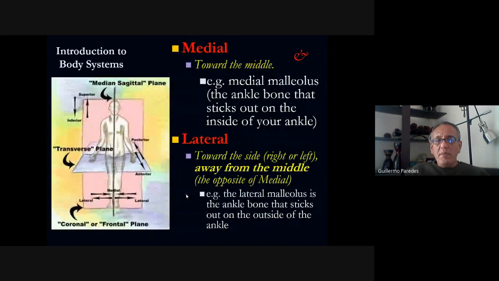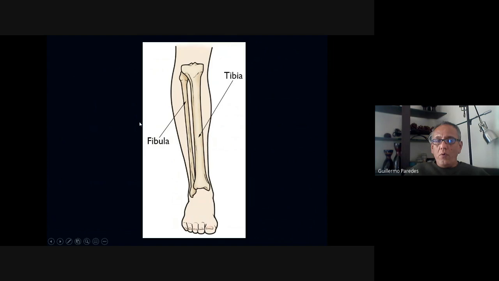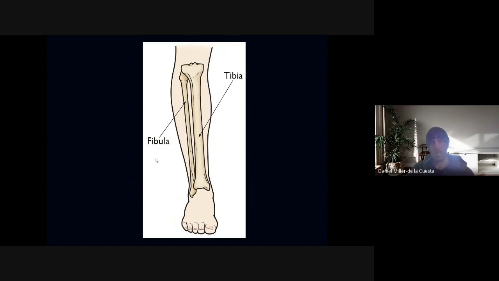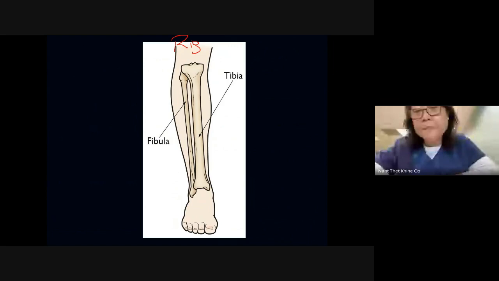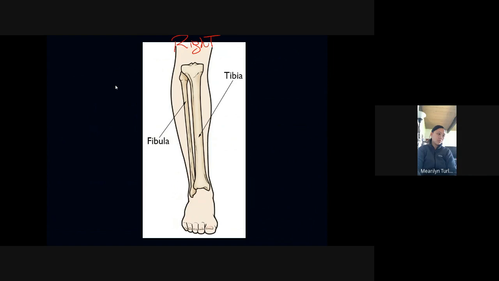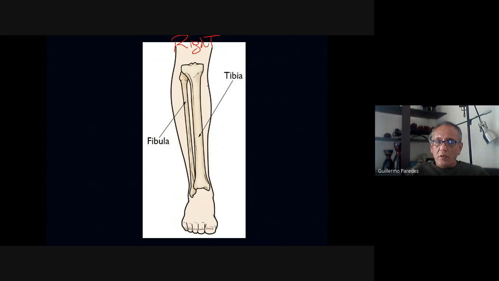Medial. Medial is towards the midline. Lateral is away from the midline. Let's apply this now. I want you to focus on what is medial and what is lateral. This lower extremity is going to be the right or the left? What do you think? Right. Everybody got it? Okay. Now look at your foot, look at your leg, the right leg. We have two bones here. One bone is the tibia. And we have the fibula.